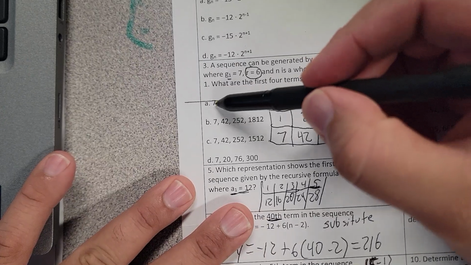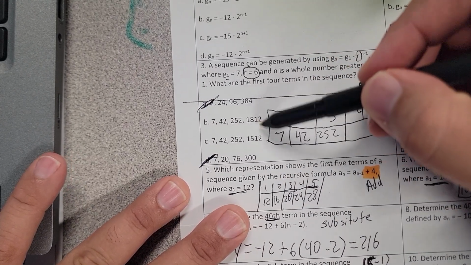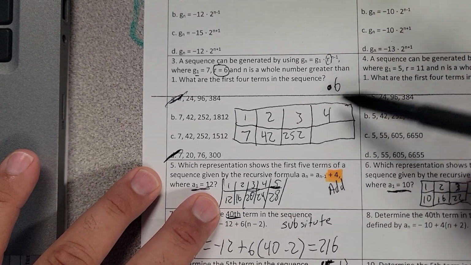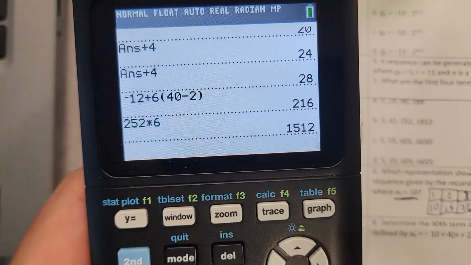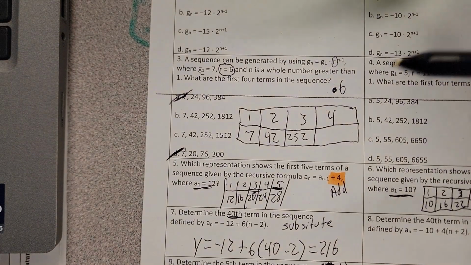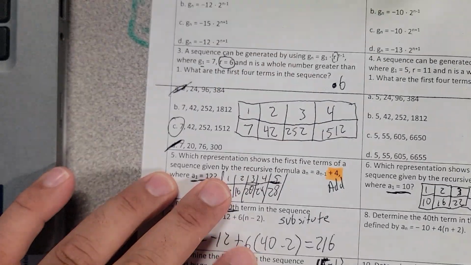So you already know that A cannot be an answer. You know that D cannot be an answer. It has to be one of these two. So I need to multiply my 252 times the number 6. And my answer is going to be 1,512. So my answer is C.